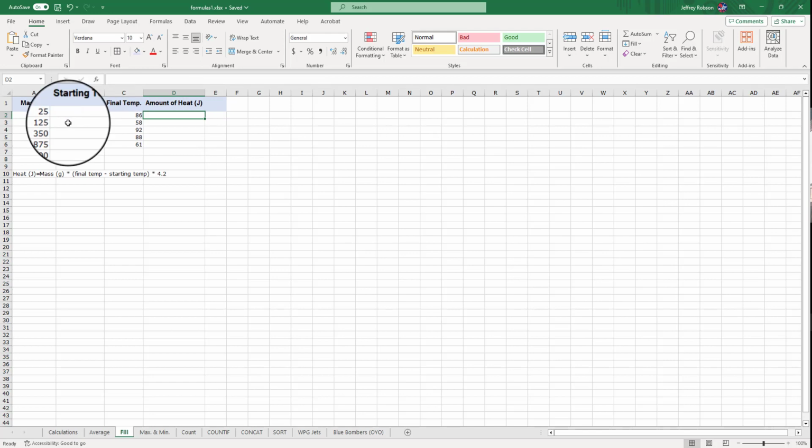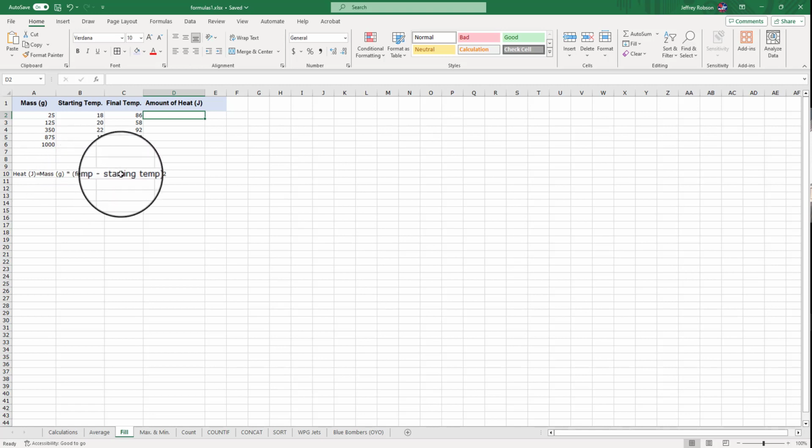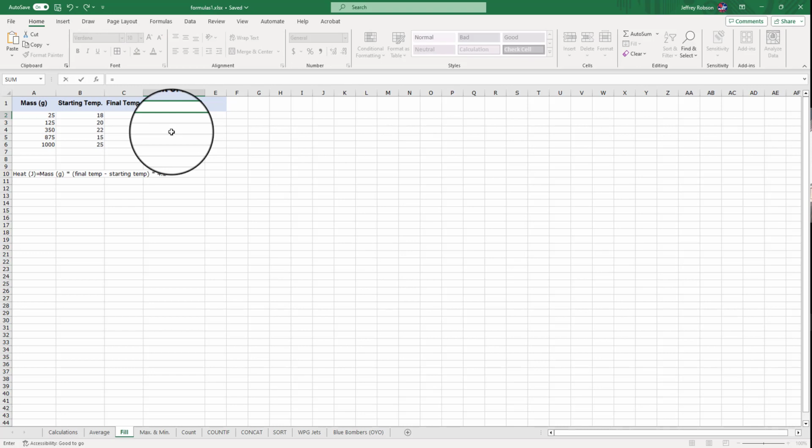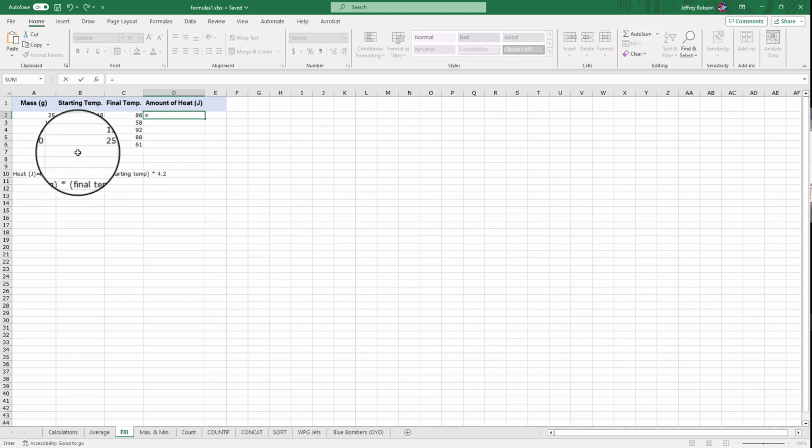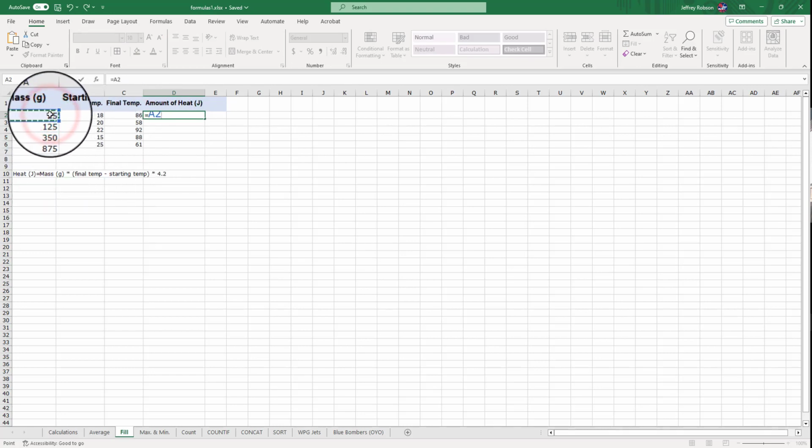So the formula is down here. To calculate the heat, we're going to take the mass, we're going to multiply it by the final temperature minus the starting temperature times 4.2. So with every formula, we start with an equal sign. So it equals the mass, which is over here.